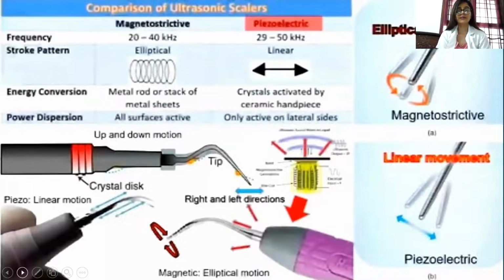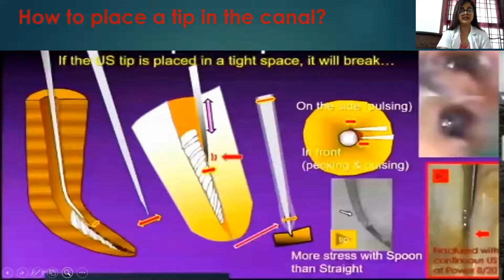Energy conversion: metal rod or stack of metal sheets. In case of piezoelectric, crystals activated by ceramic anodes. Power dispersion: all surfaces are active in case of magnetostrictive, and in piezoelectric, only active on the lateral side.